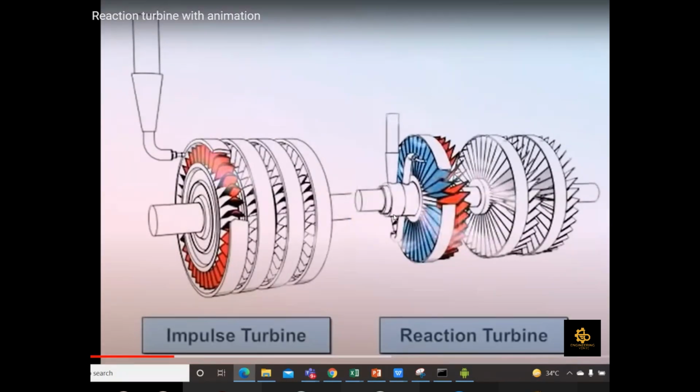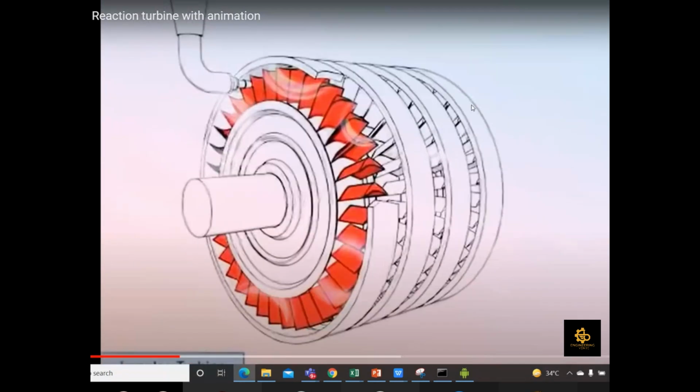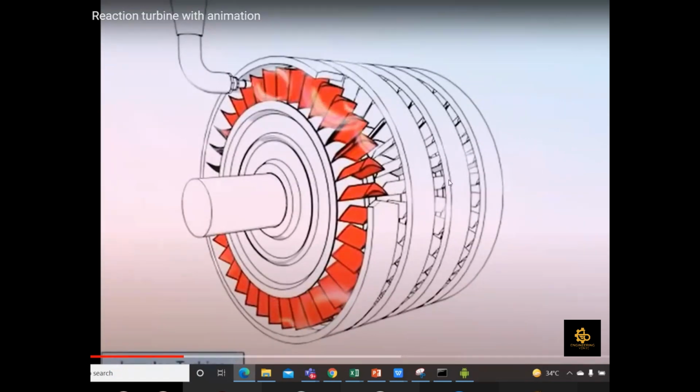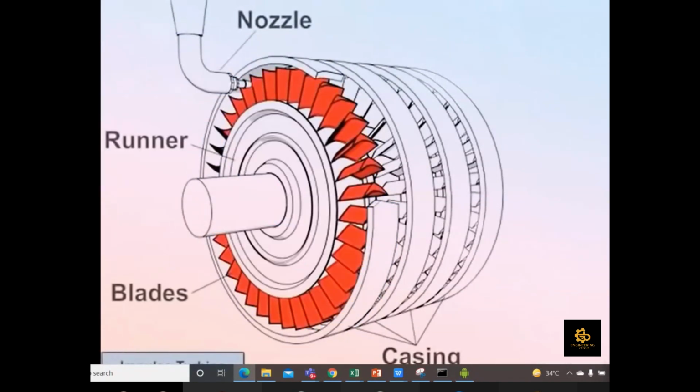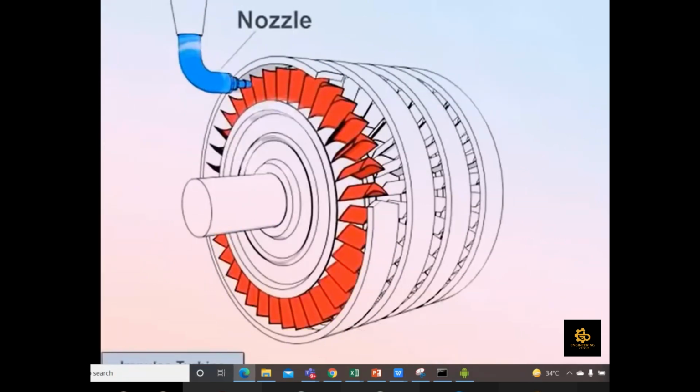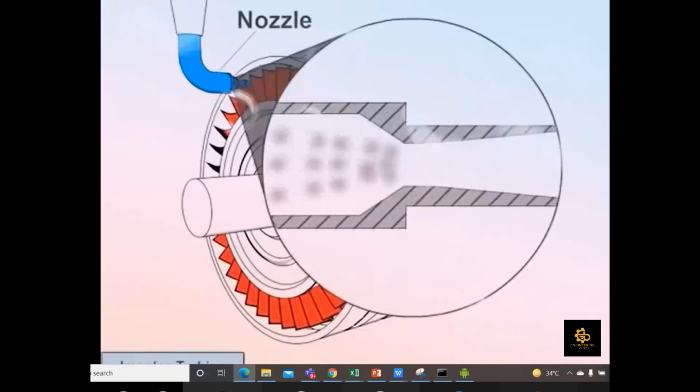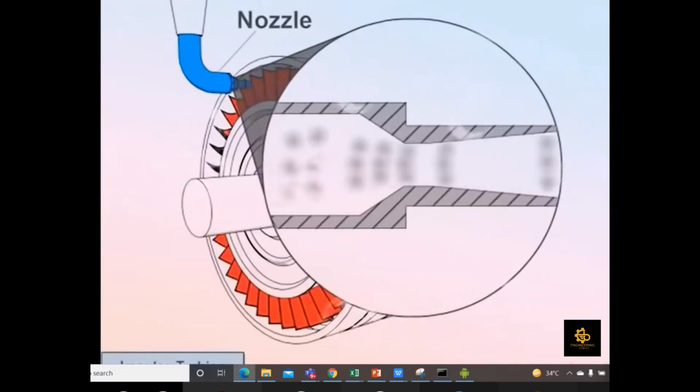And then we will notice the reaction turbine, but first we will discuss the impulse turbine. Okay, so this is the casing, this is the nozzle, these are the runner, and then there is a plate. And this is the nozzle which sends steam, and that is converted into high kinetic energy.